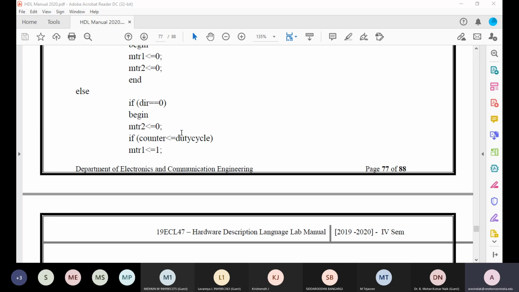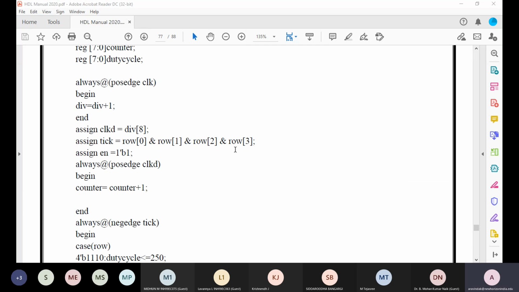Now, if counter is less than or equal to duty cycle, we are using a check on this value called counter. You can see this particular code, always at posedge clock of div, that means the 9th position of this div. At that time only counter is going to be incremented. We are checking on that.